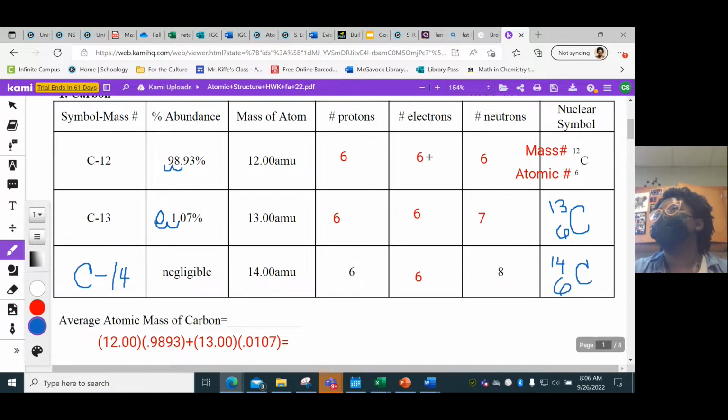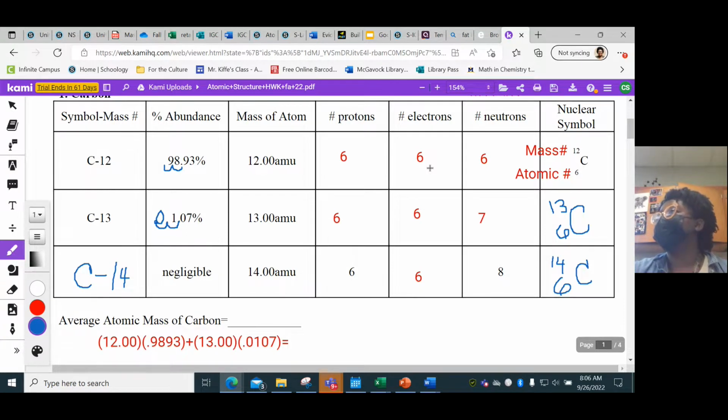So if we had a charge of +1, then it would be 6 minus what equals +1, and we would have 5 electrons. If we had a charge of -1, then it would be 6 minus what gives you -1? So you would have 7 electrons. But we don't have a charge.